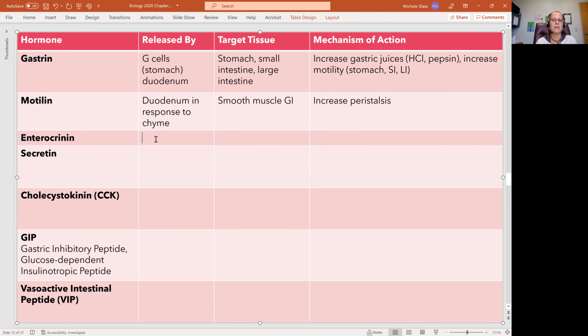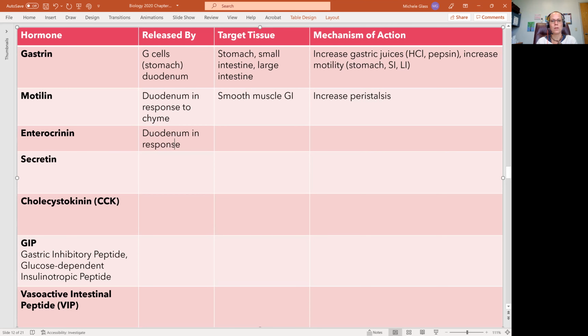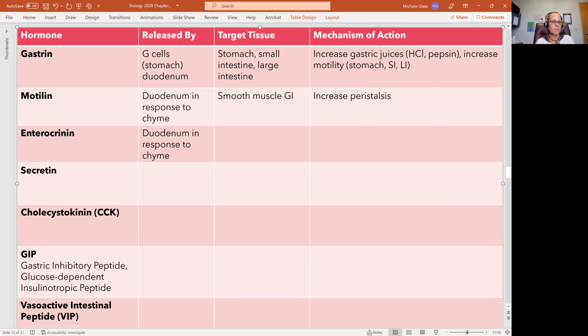The next one is the enterocrine, and this one is also released by the duodenum. And again, I think this one is also in response to chyme. So we've had food move into the duodenum. And in this case, we're going to see this is targeting the submucosal glands of the small intestine, and this is going to increase the production of alkaline mucus. So this is going to be some of that bicarbonate rich. You could put this in parentheses if you wanted, bicarbonate rich.